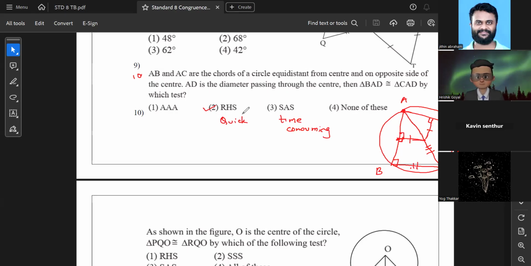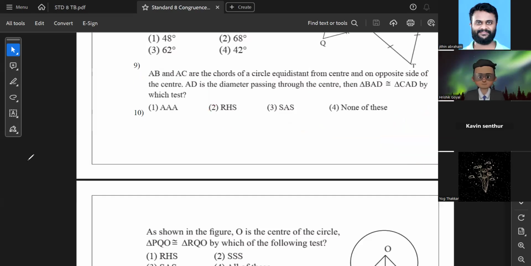Whereas, as I've already told you, one triangle can be proved using various tests. So, technically speaking, you cannot say कि SAS is wrong. No, SAS is not wrong. It is also correct. But I will go for RHS. I hope I'm clear.